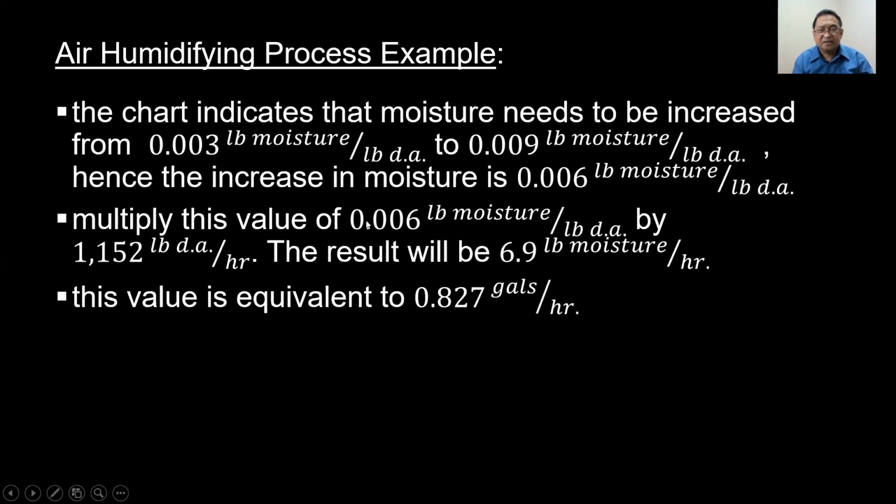So multiply this value by the amount of dry air per hour, 1,152, and the result will be 6.9 pounds of moisture per hour. And this value is equivalent to 0.827 gallons per hour, if you convert the pounds of water into gallons.